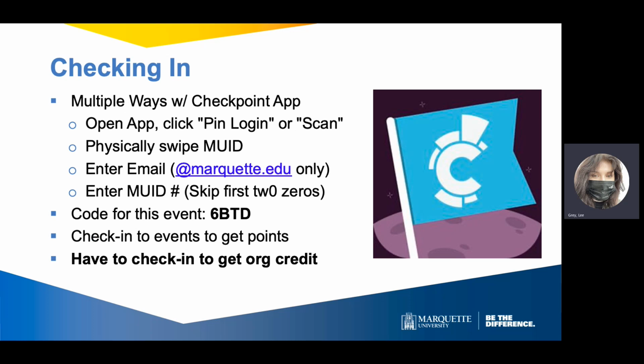There's several ways to check in with the Checkpoint app. You can open the app, click Pin Login or Scan. You can physically swipe your MUID. You can enter your email, make sure that it's marquette.edu only, or enter your MUID number, but skip the first two zeros. And you can check into events to get points, but you have to check in to get organization credit.